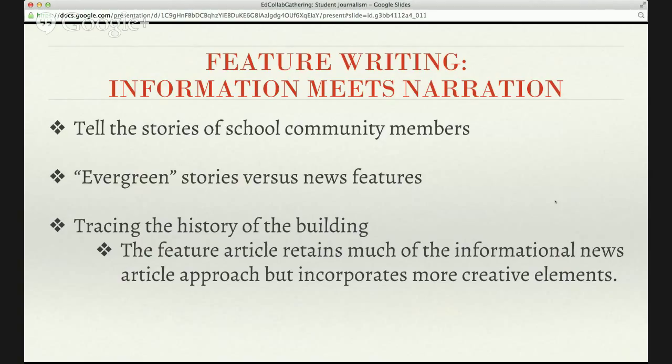So I have some students write need to know features for the need to know team, and they might write about how academic policies have changed over the years. The want to know people might write a feature on the latest app that everybody is going crazy over. So you can still maintain that separation there.